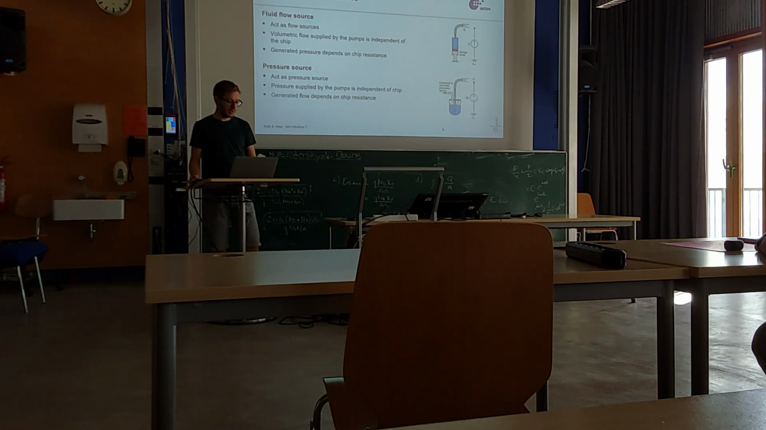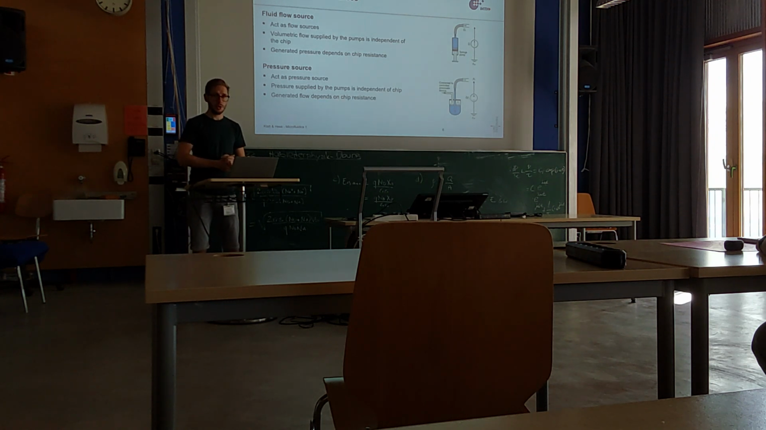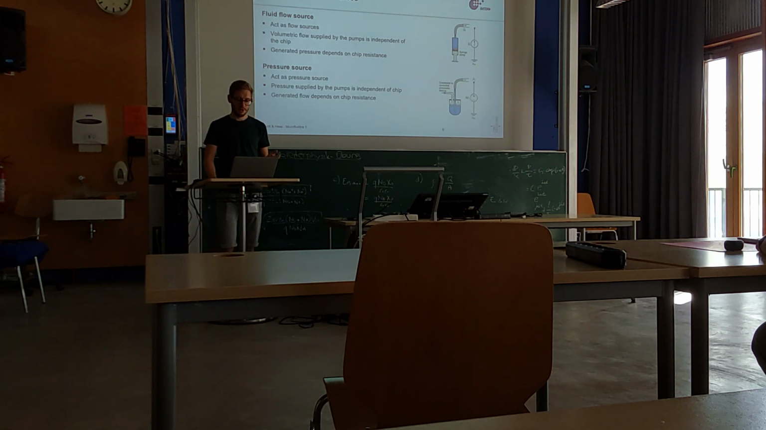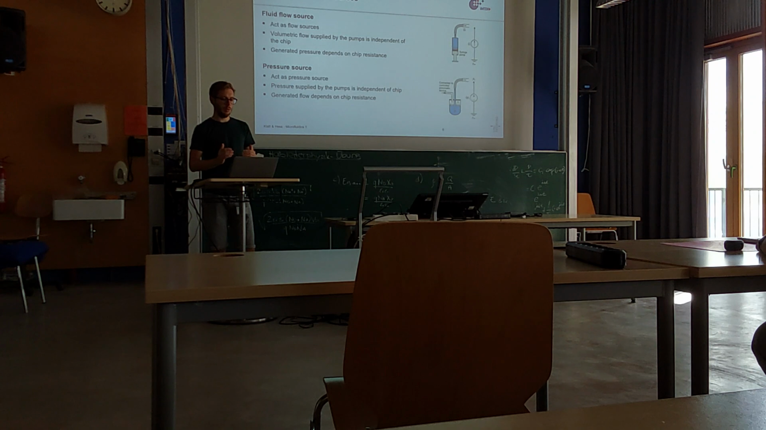And the second type of external sources are pressure sources. Those, as the name suggests, act as a pressure source, and it can be realized like this. So you also have a reservoir, and then you apply a constant pressure here, and this constant pressure is going to push your liquid in your microfluidic system. And here the pressure which is applied is independent of the chip, so you always have the same pressure at the inlet of your chip, and thus the generated flow rate depends on the layout of your microfluidic chip.